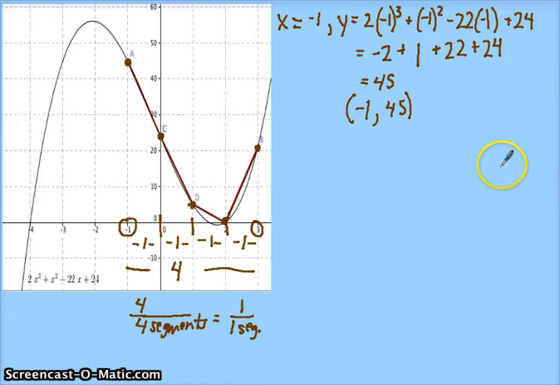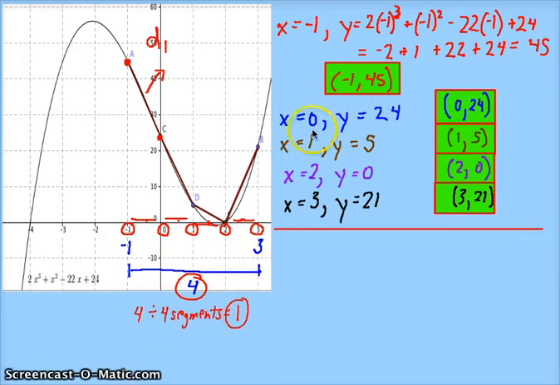Now we need to do the same thing for the other 4 points. As you can see, I've color-coded the points, and we have our 5 points for our 4 segments. Now what we want to do is use the distance formula to find the distance between our first point and our second point. This point and this point.